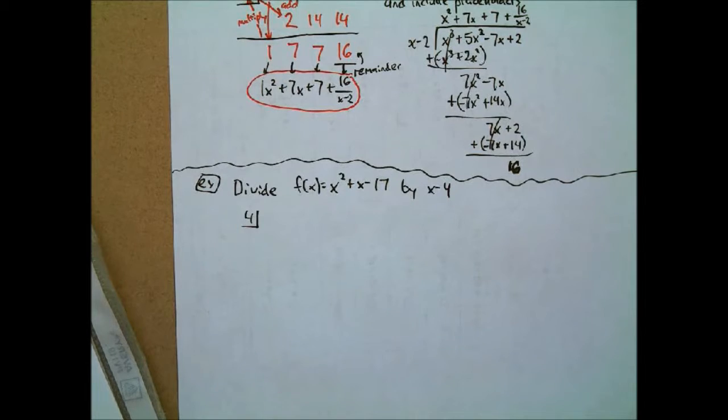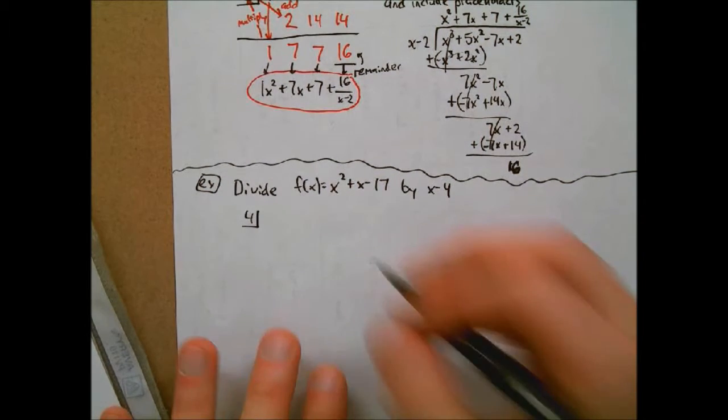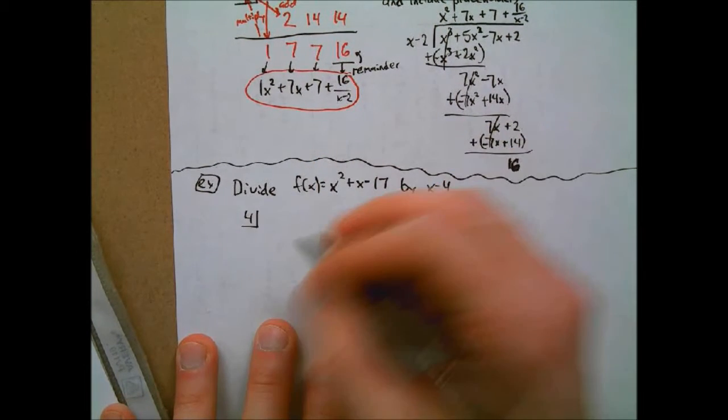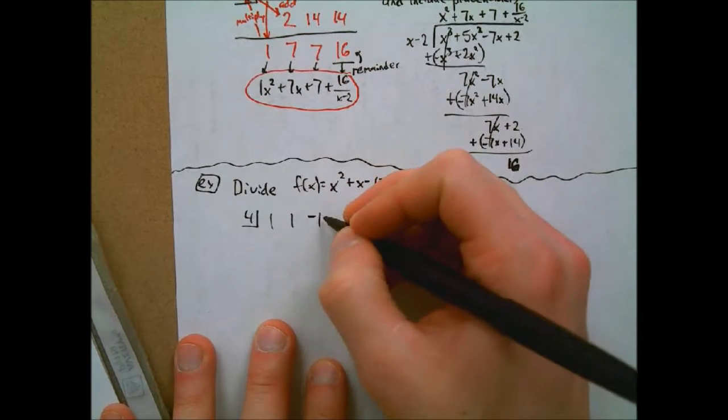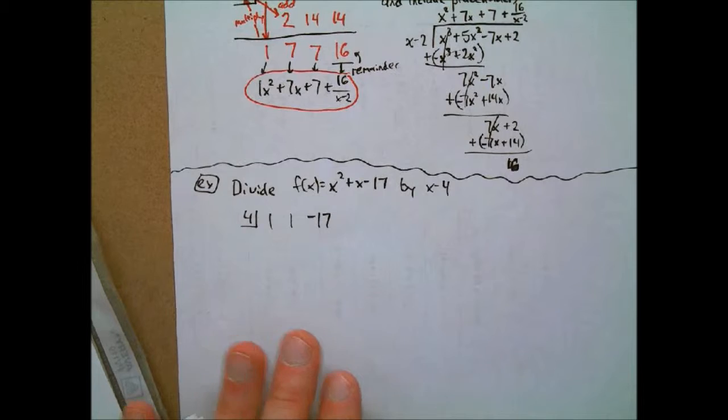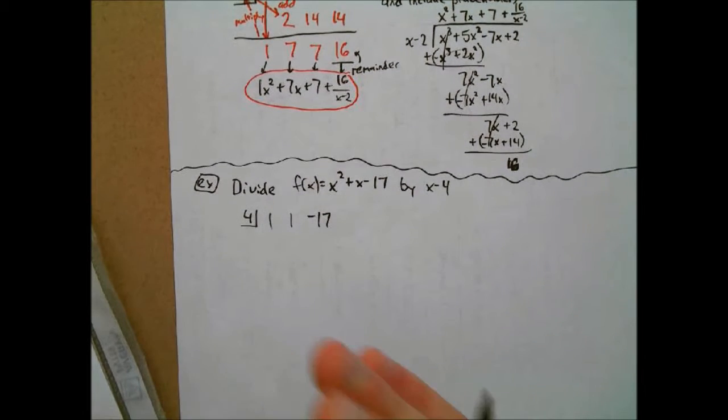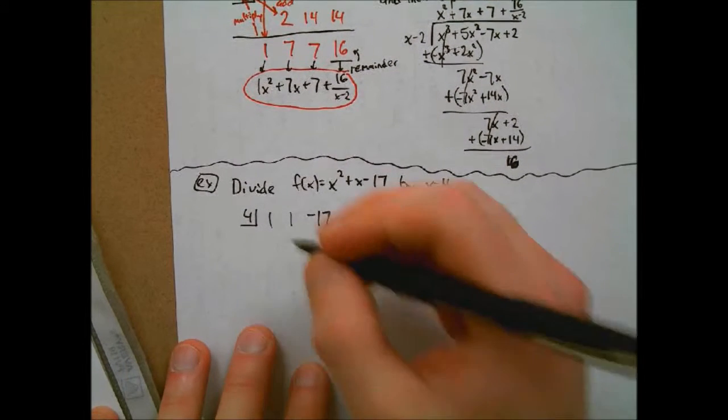Let's go to Allie. Allie, what goes across the top here? 1, 1, negative 17. Yeah, that's it. That's all there is. For this one, there are only 3 terms, so you need 3 numbers. Make this one a quadratic.